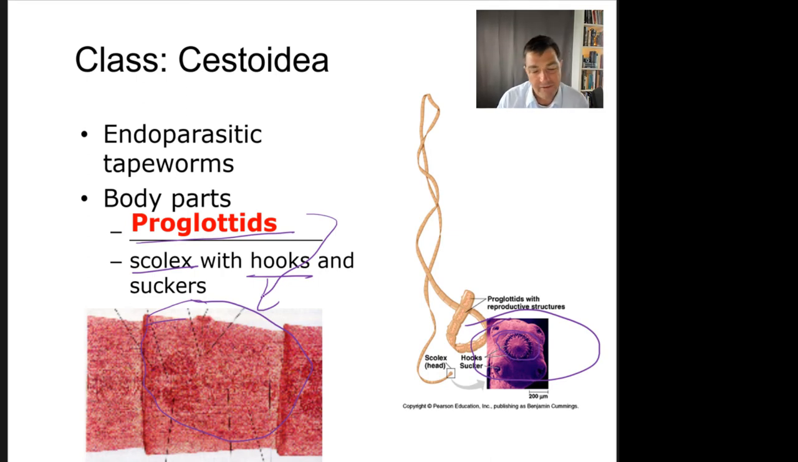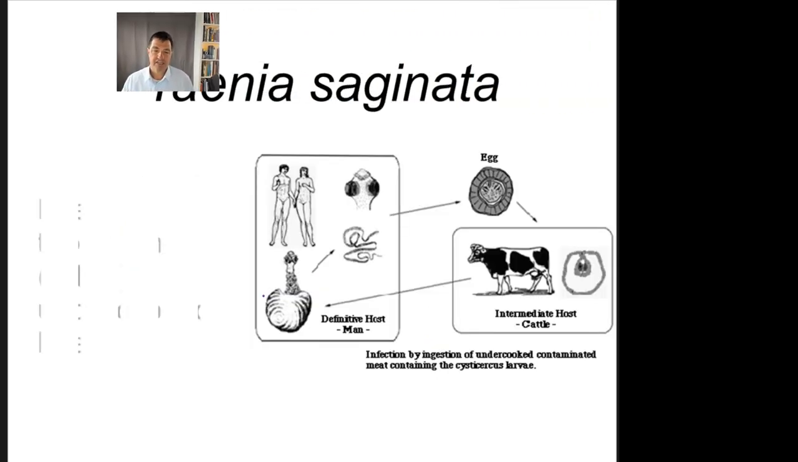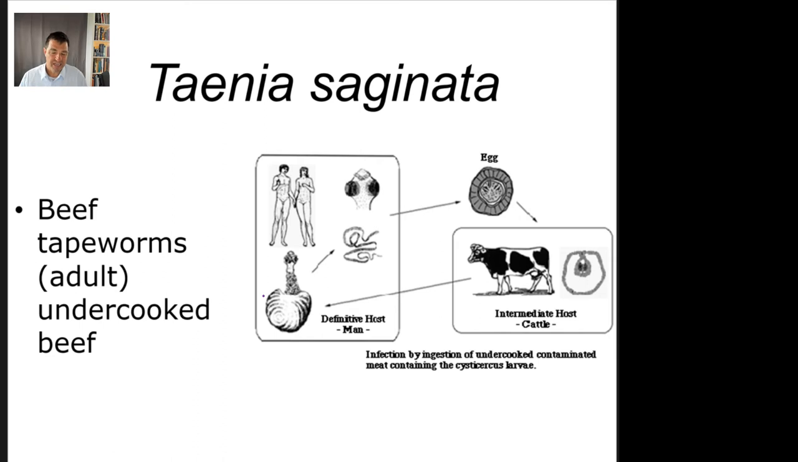All these little repeating proglottids, these repeating sections, can reproduce and make a whole new tapeworm. So they are hermaphrodites with male and female parts on the same worm in each proglottid. If it breaks apart, any of the proglottids essentially is a little reproductive package to produce a whole new tapeworm. And like I said, many animals have their own tapeworm.